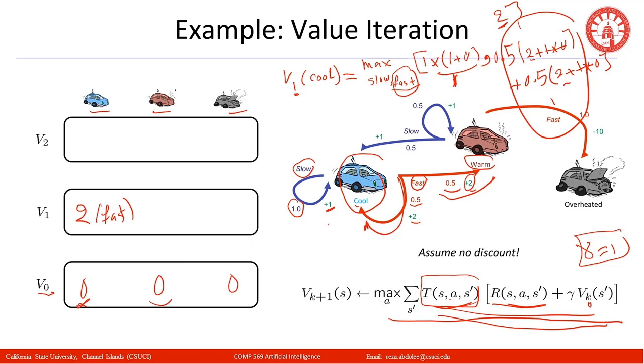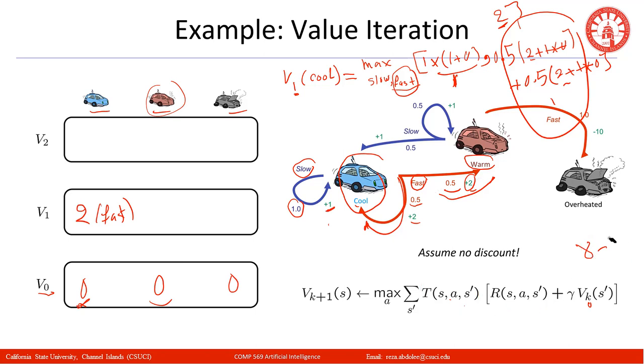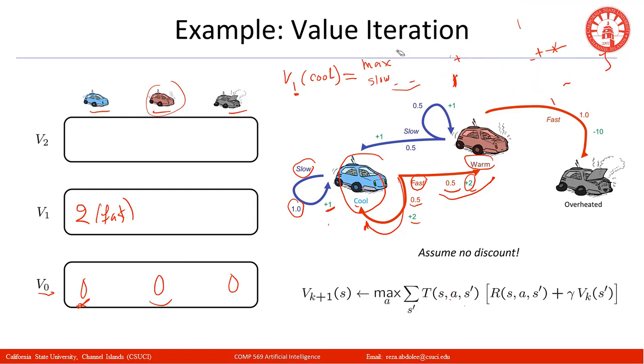How about the red one? So in the red case, again, we can compute this function in the same way. Again, you maximize over two actions because there are not more than two actions. When you are at state warm, then you have two actions. You can go fast and end up with overheated, or you can go slow. If you go slow, you may end up with the warm state, or you may end up with the cool state. So these are your two actions.